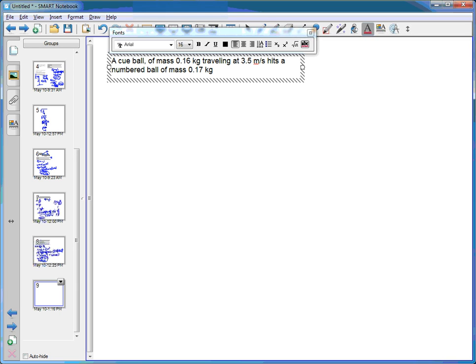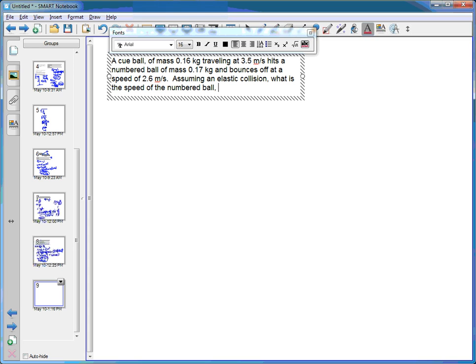Assuming an elastic collision, what is the speed of the numbered ball after the collision? Okay, well, again, in an elastic collision, kinetic energy is conserved. In other words, the total kinetic energy of both balls beforehand is equal to the total kinetic energy of both balls afterwards.